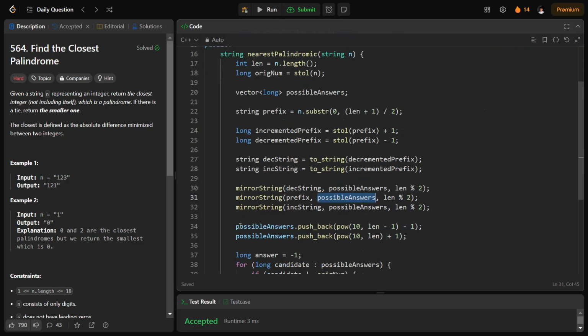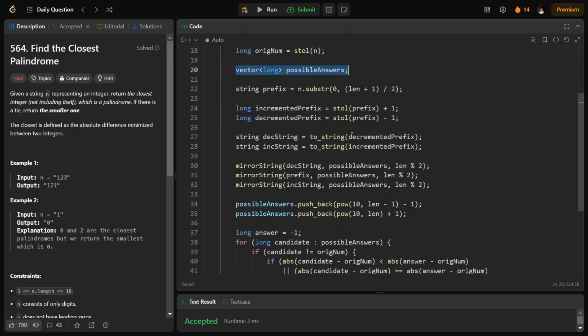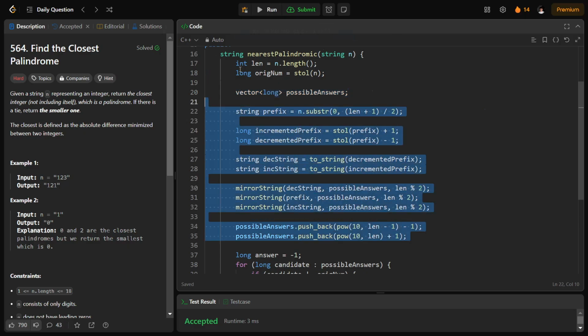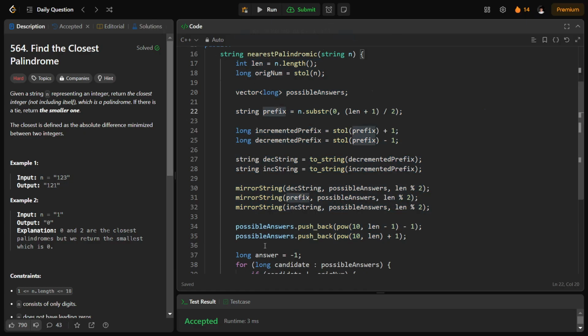Now the edge cases that I discussed: I find the previous power of 10 and the next power of 10, and I add those to my list. So if you observe, whatever we have in our possible answers would be a palindromic number. Whatever the possible answers are, they are stored in the list. Before moving on, I hope you understand what we are doing here, because this is the crux of this whole question.